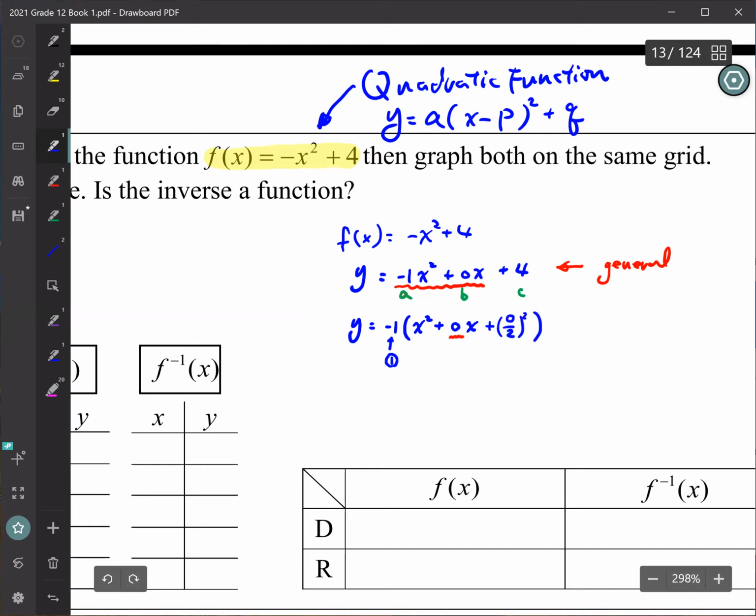Okay, and the reason why we do that, we learned it in grade 11. So I'm not going to detail it, I'll just show you what step to do. So this is your step 2, to add something extra. Step 3 is you need to balance the something that you added extra. You added a 0/2 squared, so you need to subtract it back on the outside. So subtract 0/2 squared.